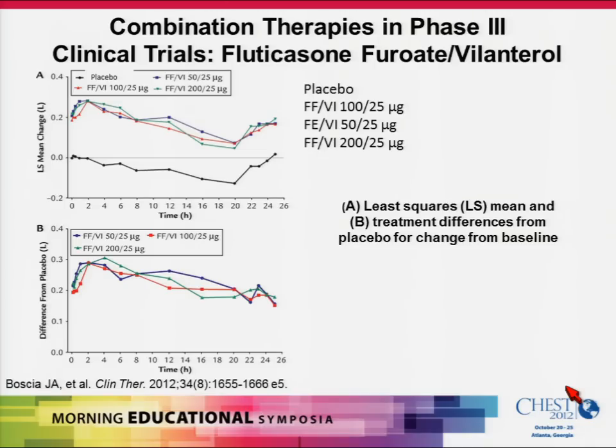Another possibility is to combine, and this is useful also for asthma, to combine ultra-LABA with a once-daily inhaled corticosteroid. Here you can see results from fluticasone furoate with vilanterol. It seems that this combination is extremely effective, although during the last ERS Congress, it was shown that this combination was not better than the combination of salmeterol and fluticasone propionate.